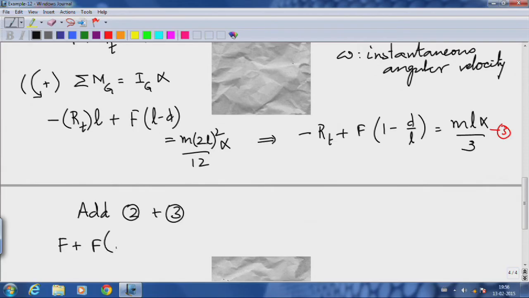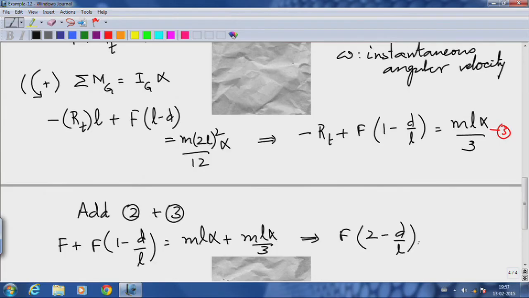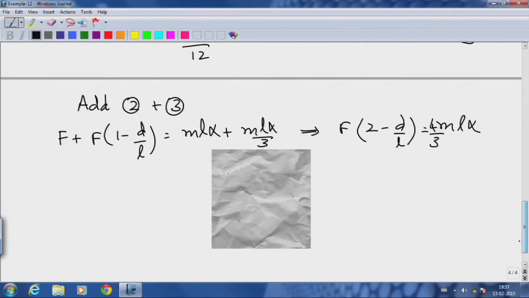F plus F into 1 minus d over L equals m L alpha plus m L alpha over 3. So, it implies F times 2 minus d over L equals 4/3 m L alpha, which also implies alpha is 3 F over 4 m L times 2 minus d over L.